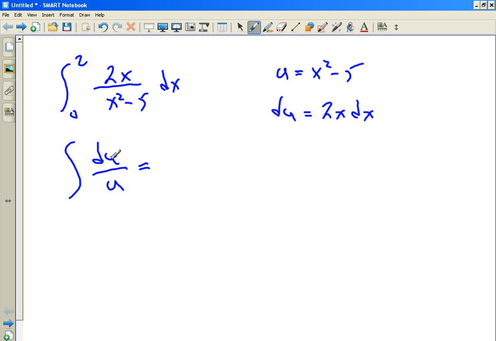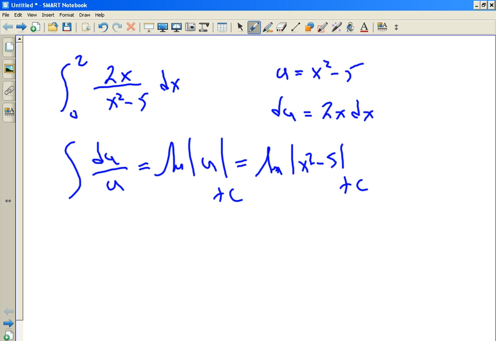The antiderivative of 1 over u du is? Were you here yesterday? The antiderivative of 1 over u du is ln absolute u. But u is x squared minus 5, okay. So you can go back to x, right? I'm doing the indefinite integral here. So let's plug that back in. So that's going to equal the ln of the absolute value of x squared minus 5 from 0 to 2.